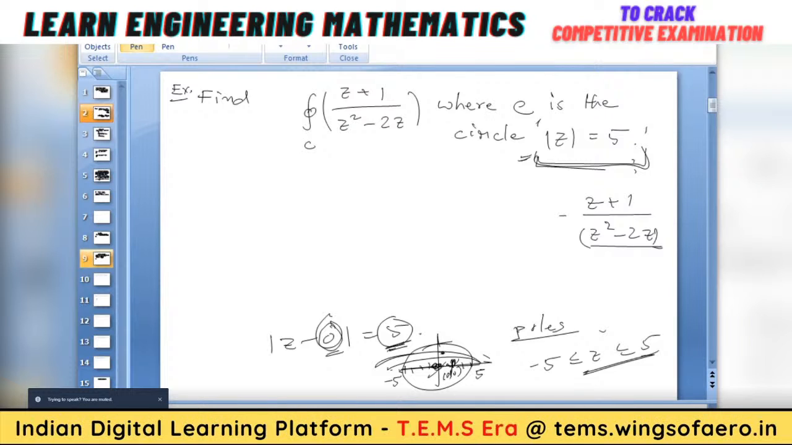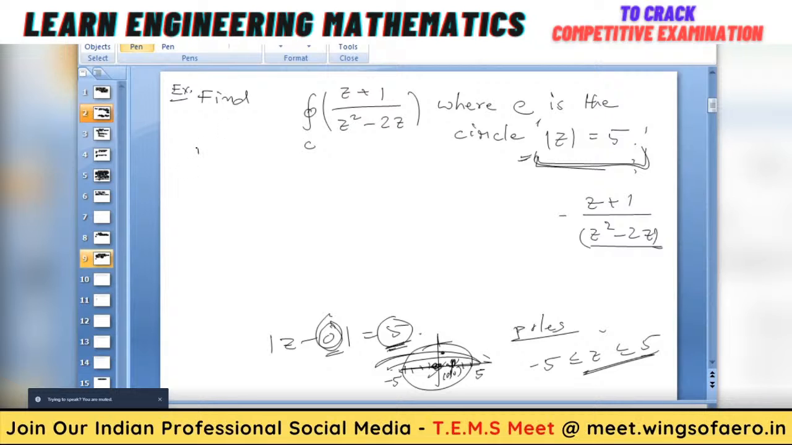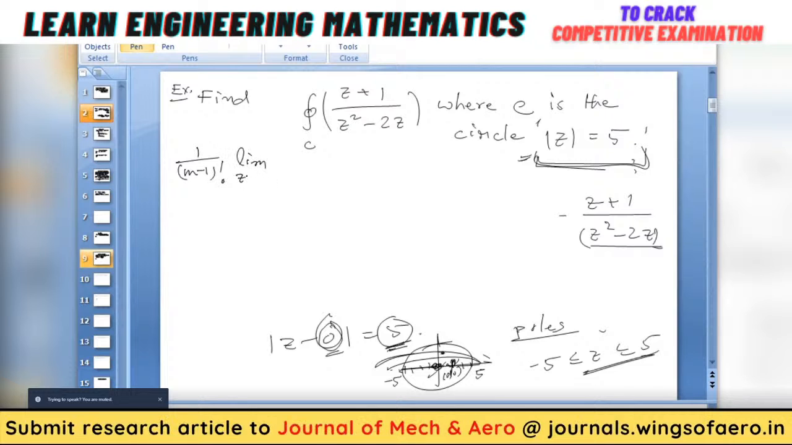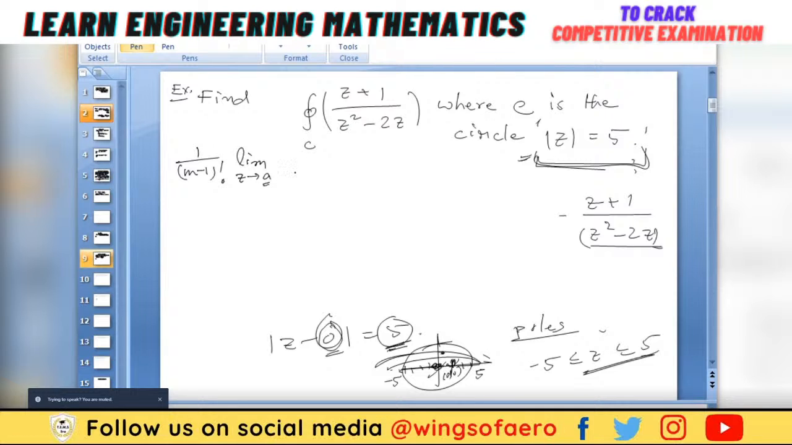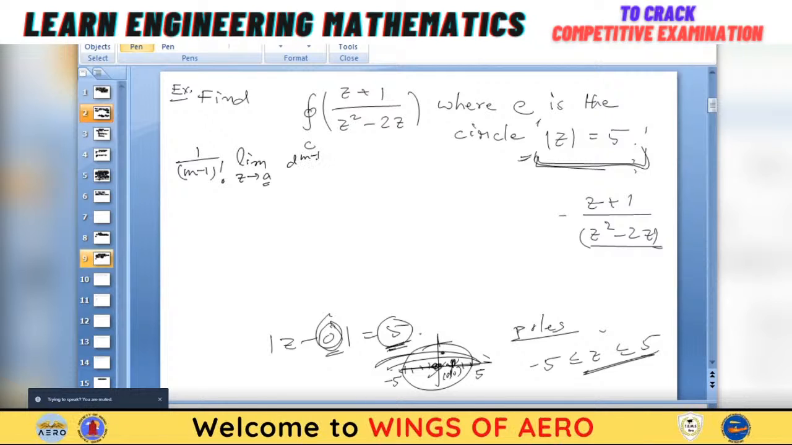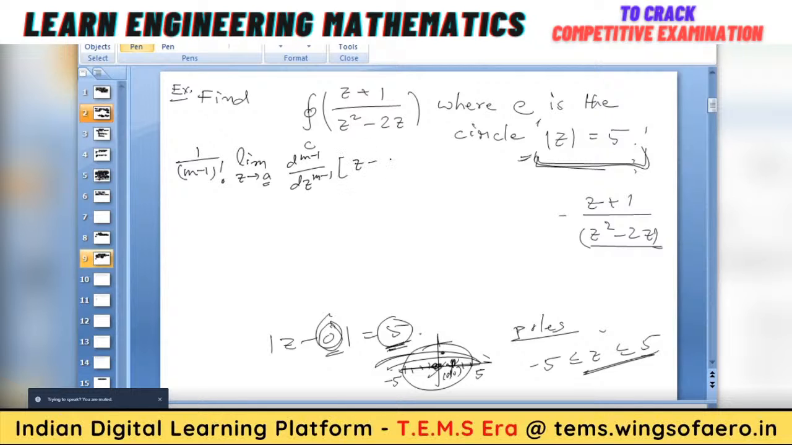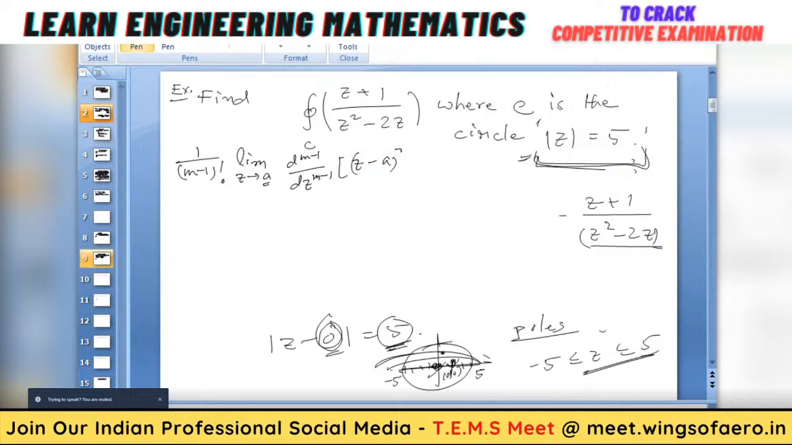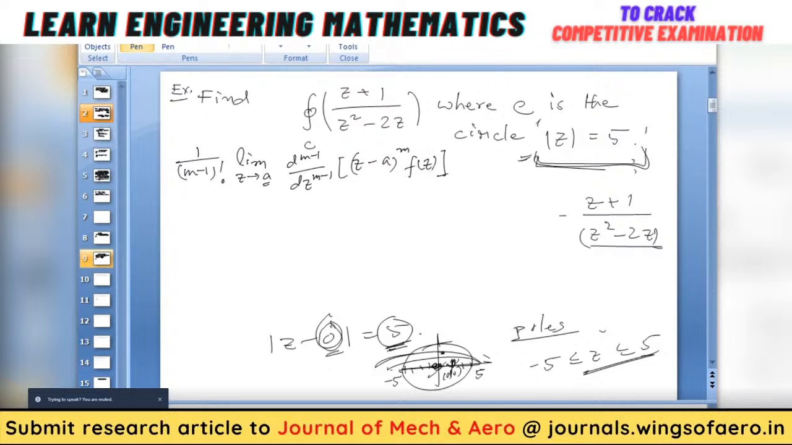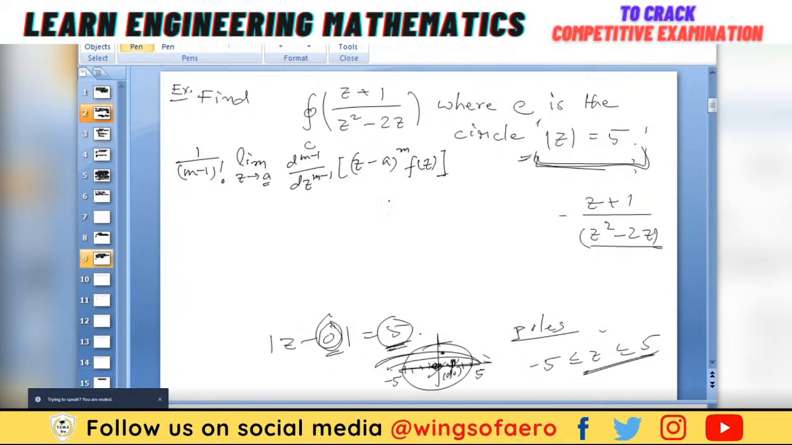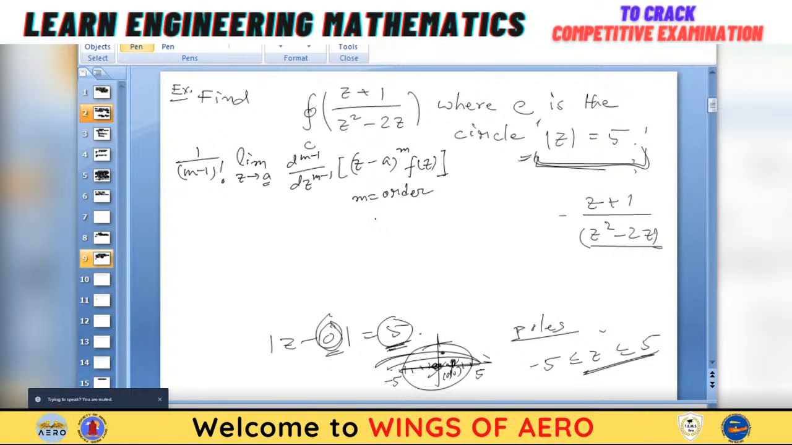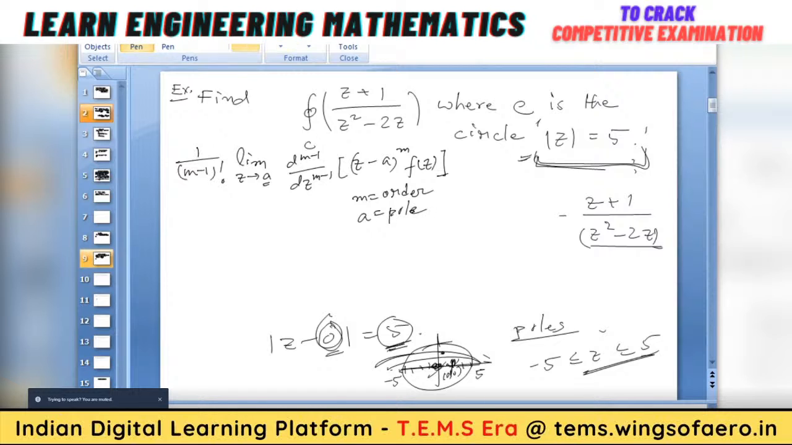Okay, the actual formula for finding the residue was 1 by (m minus 1) factorial, limit z tends to a, where a is the pole, d^(m minus 1) by dz^(m minus 1) of (z minus a) to the power m times f(z). This was the formula. Now m is the order and a is the pole at which we want to find out the residue.